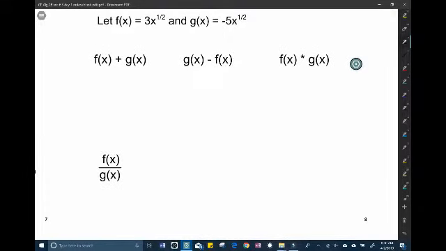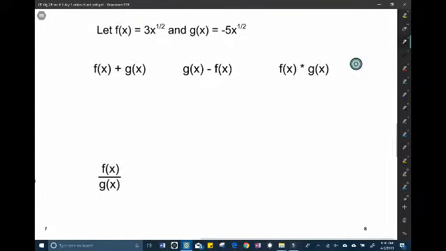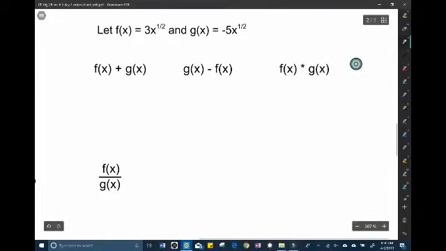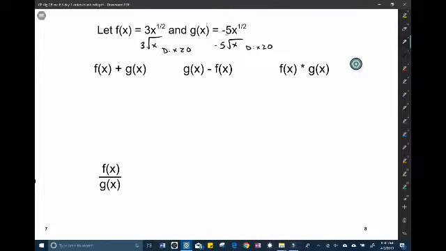Some new ones with these. So these ones now have our exponents. So just be careful with those ones, and remember that in general, this is really 3 times square root of x, and that this is negative 5 square roots of x. Okay, so right off the bat, we have a domain restriction that x must be greater than or equal to 0. So let's just see what we end up with here.